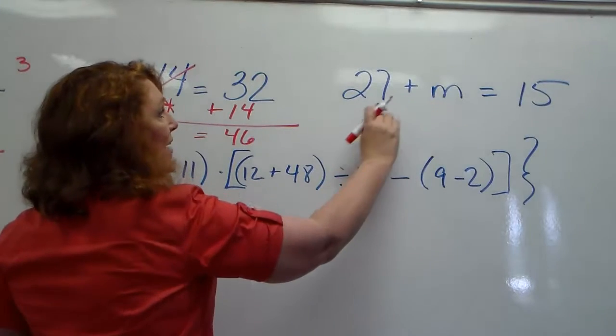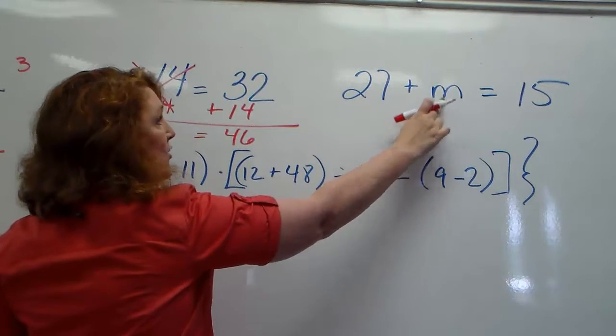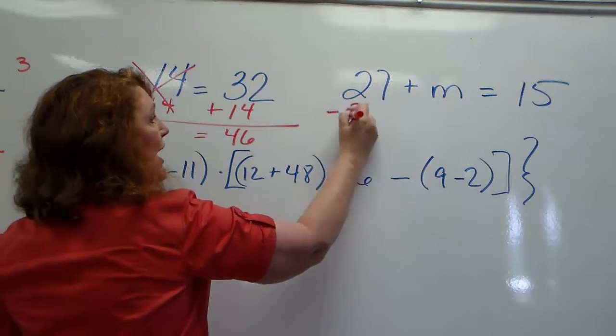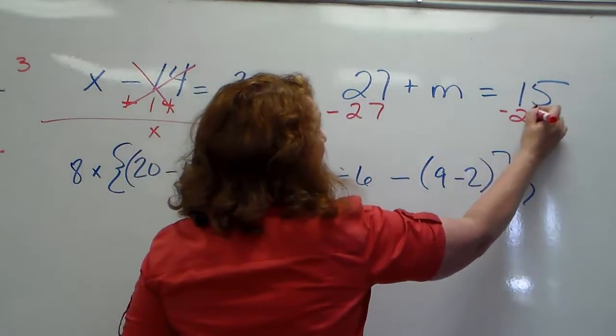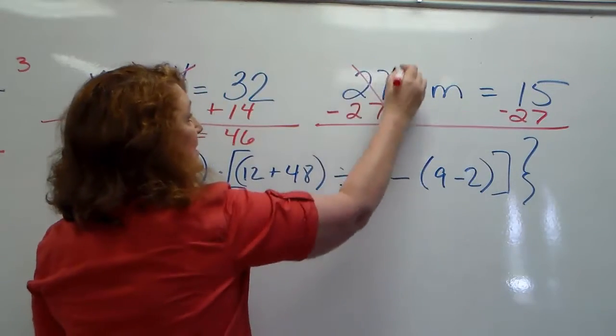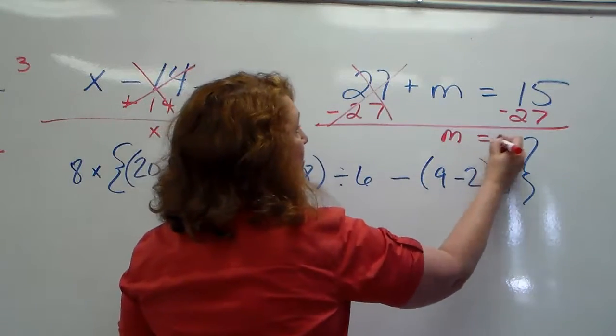Here, I have a 27 added to my m. In order to make this 0, I'm going to subtract 27 from both sides. And that makes this 0. And I bring down my m and my equal sign.